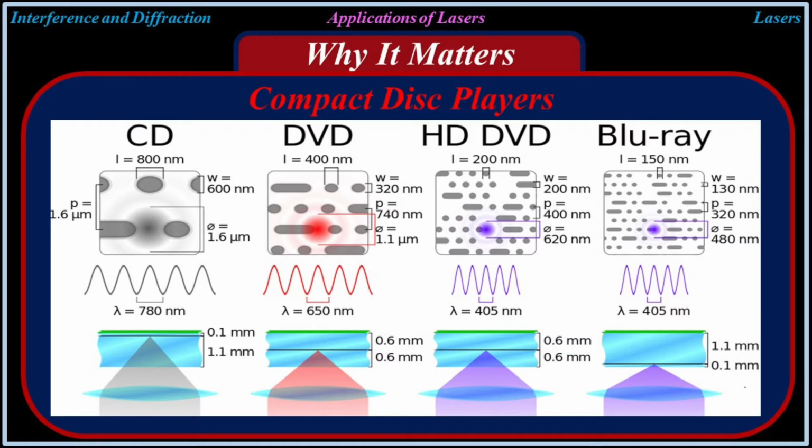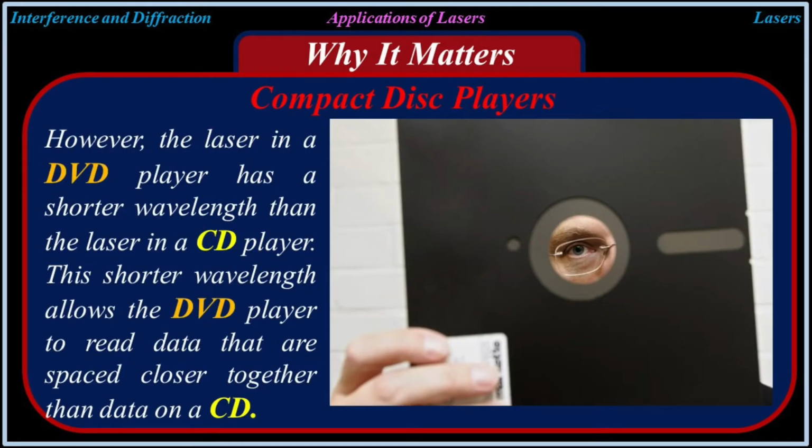Here is CD, DVD, HD DVD, and a Blu-ray. However, the laser in a DVD player has a shorter wavelength than the laser in a CD player. This shorter wavelength allows the DVD player to read data that are spaced closer together than data on a CD.